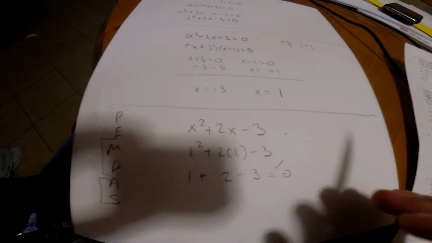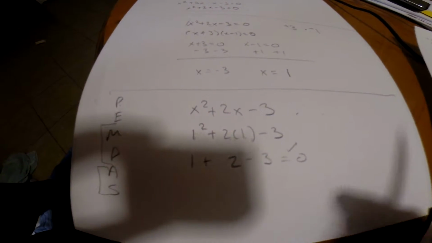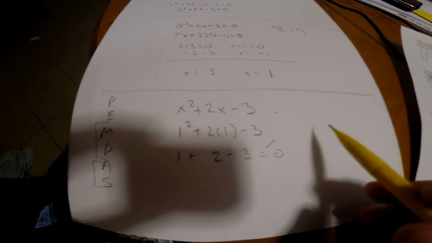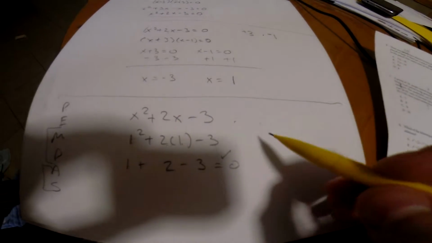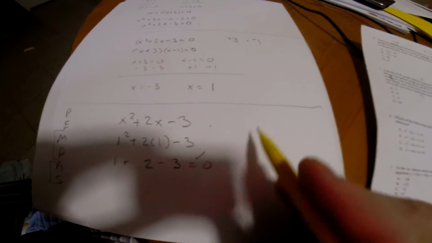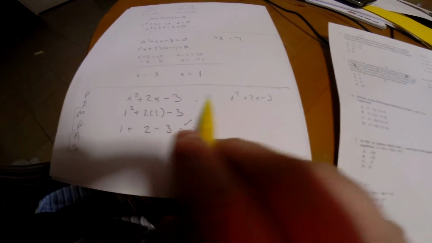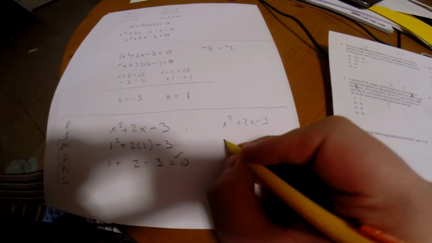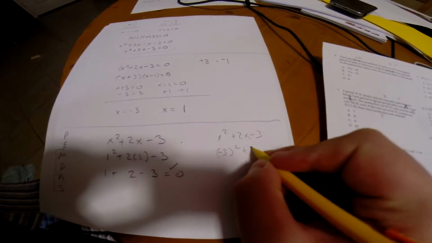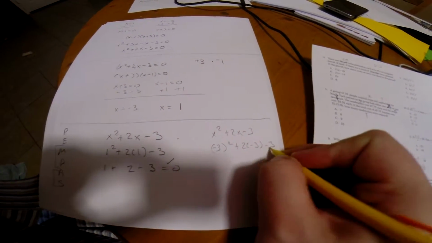And PEMDAS actually applies to all of mathematics. Maybe somewhere else we'll see an example of how PEMDAS applies to other situations besides the stereotypical types that we usually see. Okay, so anyways, back to this. We're going to redo this. I'm going to rewrite it because I get confused very easily. And I'm just going to substitute back in the other number. So the other number was negative 3. So I plug in negative 3 squared plus 2 times negative 3 minus 3.